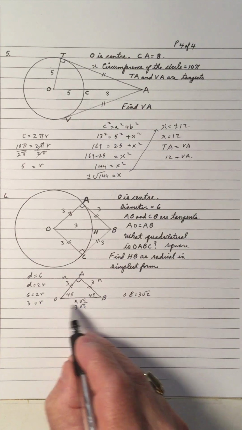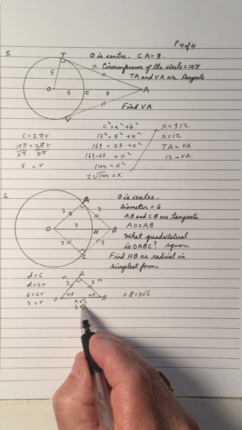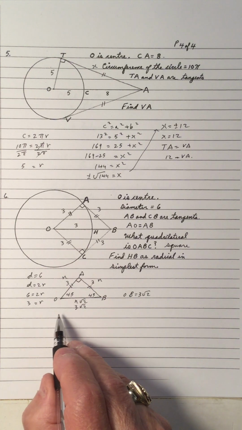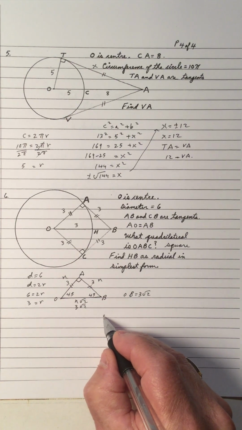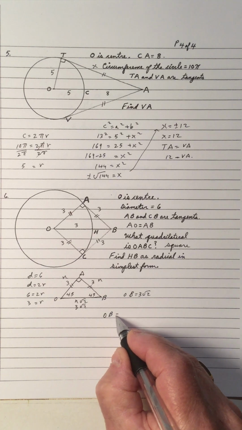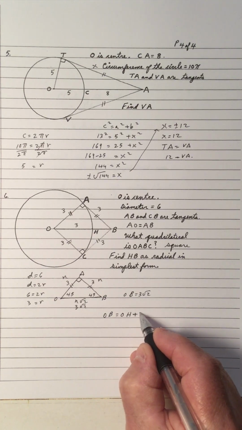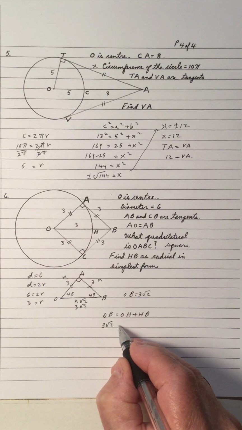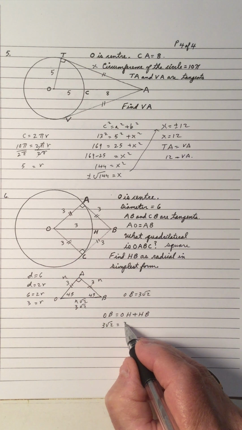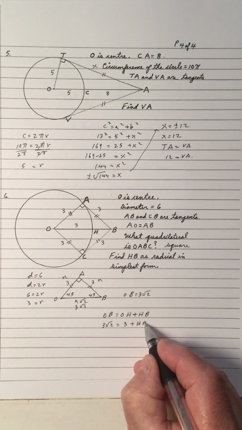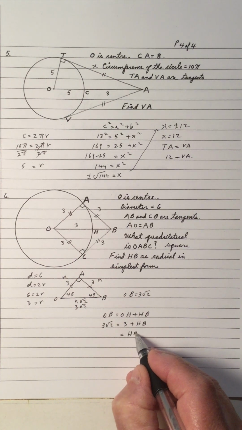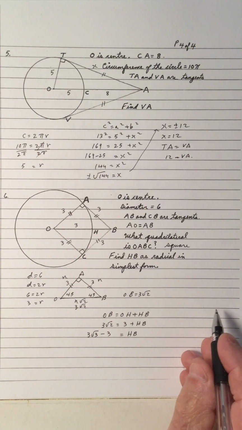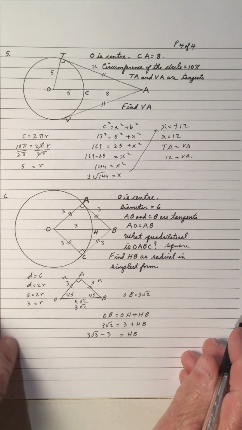Now we could also find this length by doing c squared is 3 squared plus 3 squared, and that works out to be 3 root 2 when you finish it. So OB is OH plus HB. OB is 3 root 2. OH is 3. So HB must be 3 root 2 minus 3. That's the answer in simplest form.